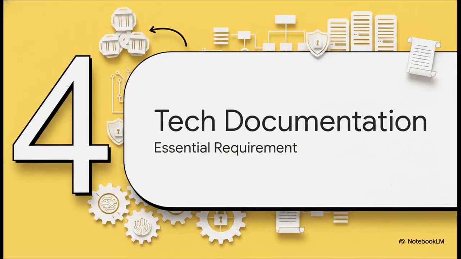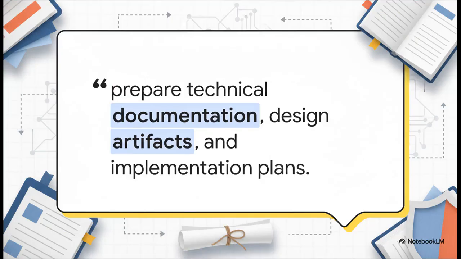Moving on to Section 4, Essential Technical Documentation, which is, quite frankly, an essential requirement. Our source material lays out this expectation literally word for word. It says, you will be expected to prepare technical documentation, design artifacts, and implementation plans. There's no wiggle room or ambiguity here, folks. This is a strict, authoritative mandate. As an architect, your written plans are just as important as your technical configurations. Think about it. If you can't clearly communicate your architectural vision on paper, there's no way you can actually get it built at an enterprise scale.